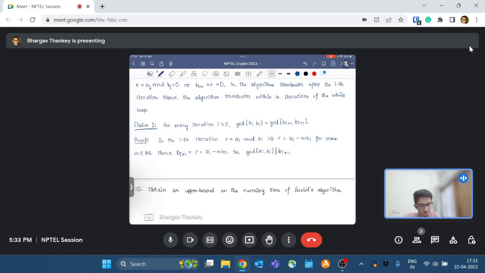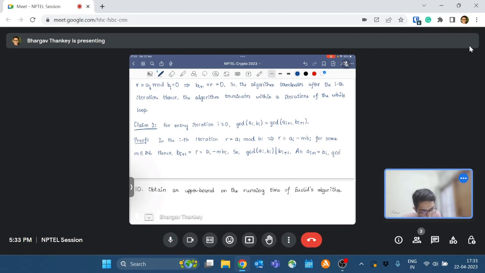So I claim that because of this reason, the GCD of A_i and B_i divides B_{i+1}. Why? Because the GCD of A_i and B_i is going to divide A_i and it's going to divide B_i, right? So it's going to divide this entire sum, and therefore it divides B_{i+1}. So the GCD of A_i and B_i divides B_{i+1} as A_{i+1} equals B_i.